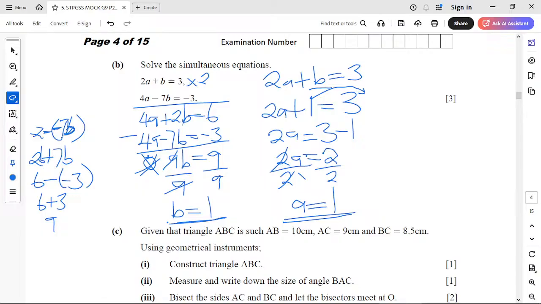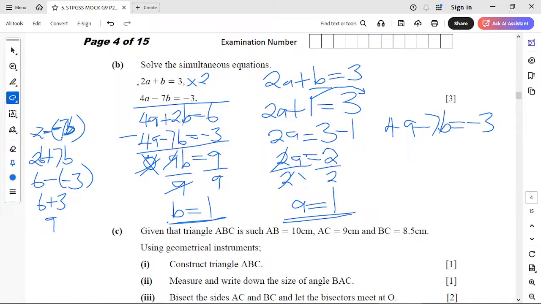So if you have questions, please try to put the value 1 where there is b in both equations. You'll find that it will be equal. Now in this case, since we used the first equation, all we need to do to prove if our answer is correct is use the second equation, which is 4a minus 7b is equal to negative 3.